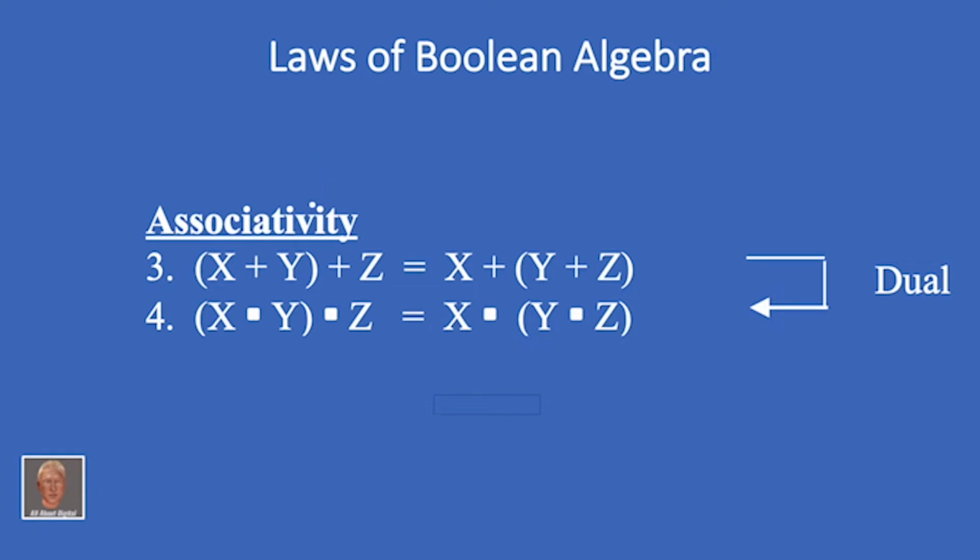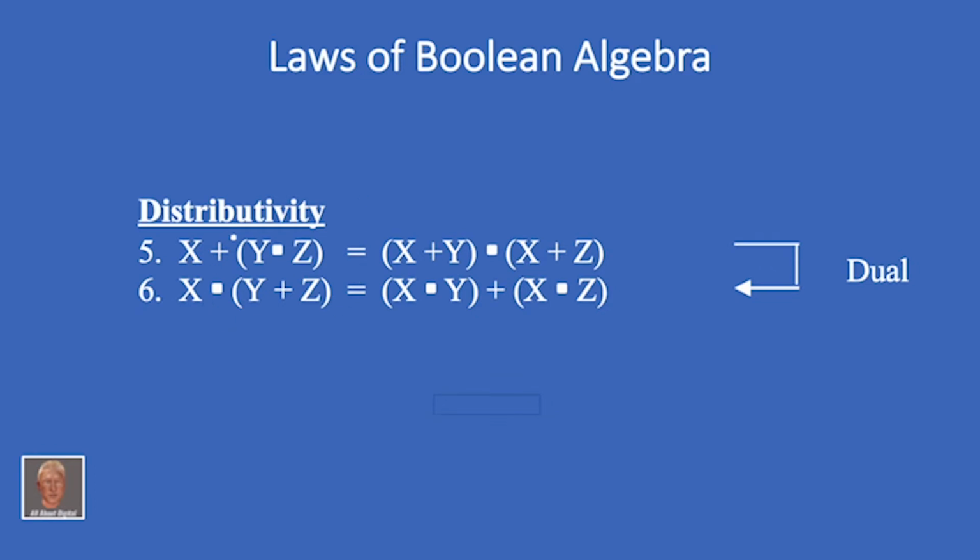The second one is called associativity. And what that says, if you have, for instance, in 3 here, x plus y, parentheses, plus z, that's equal to x plus y plus z. You can change the order of the parentheses. And typically, parentheses talks about what you do first. But with associativity, what this says is it doesn't matter whether you do that, x plus y first, or y plus z first. And the dual, again, is x times y times z equals x times y times z. Bracket, bracket. Okay?